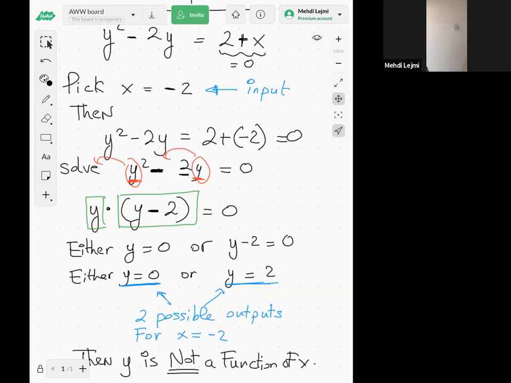But instead of -2, you can also pick a different number. Your right side doesn't have to be 0. Let's say your right side is 4 or 5 or a different number, you're going to have a quadratic equation, right? And if you have a quadratic equation, it means you can use the quadratic formula, and you're always going to end up with 2 possible outputs.